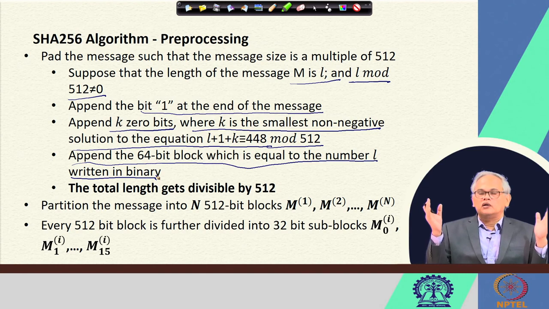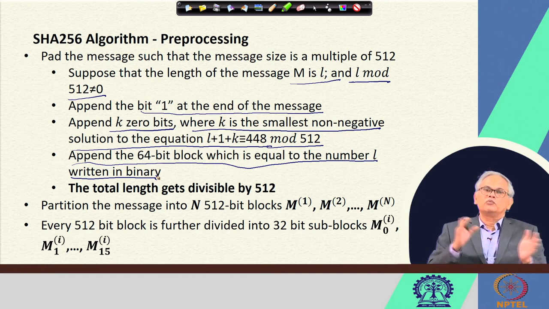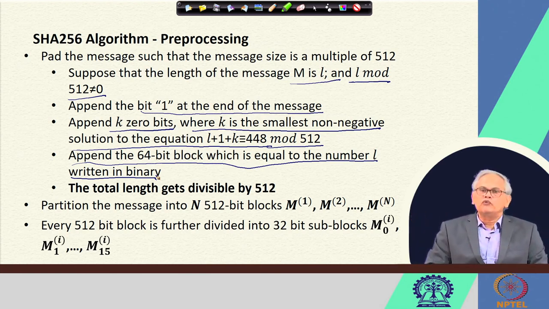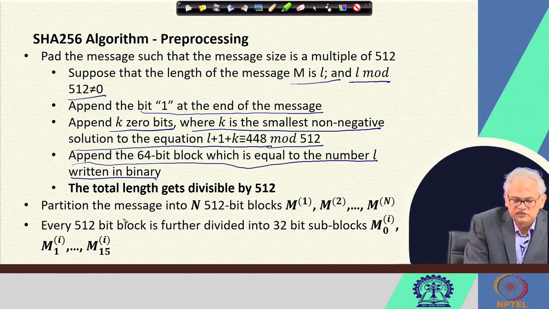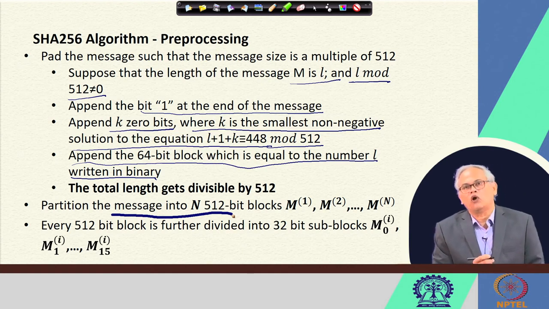So, first of all, the input length could be any arbitrary size for the message. There are two possibilities: it could be less than 512, or it could be more than 512, not really a multiple of 512, but more than 512. So, by this pre-processing step, we are ensuring that the total length is divisible by 512. And why are we doing it? Then we can partition the complete pre-processed message into a certain number of 512 bit blocks.